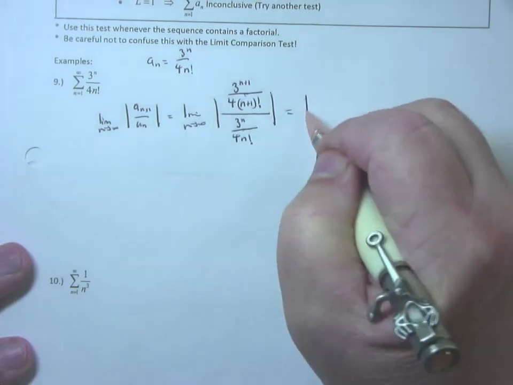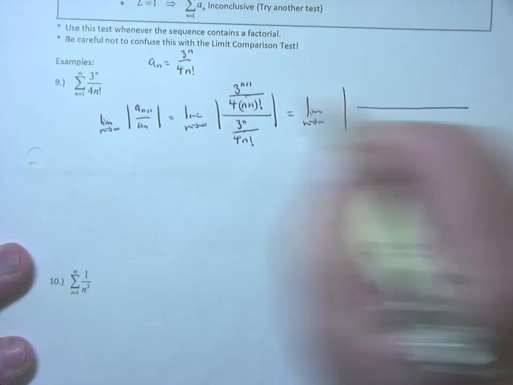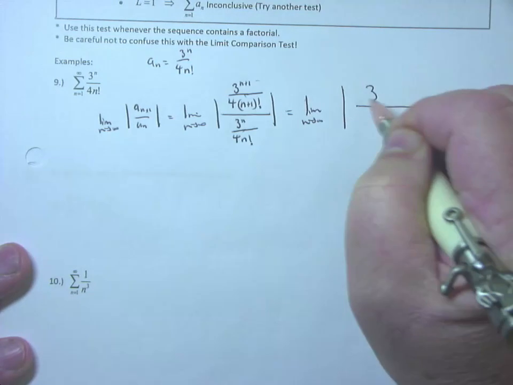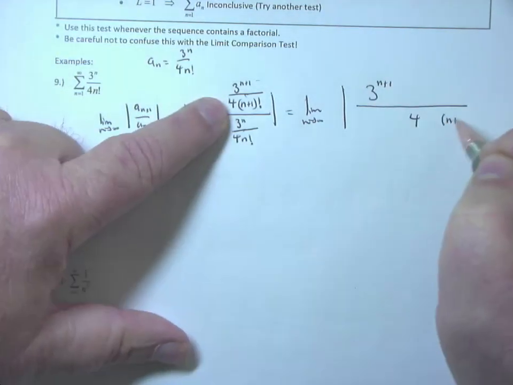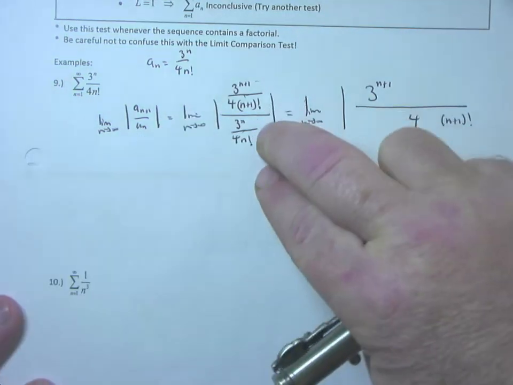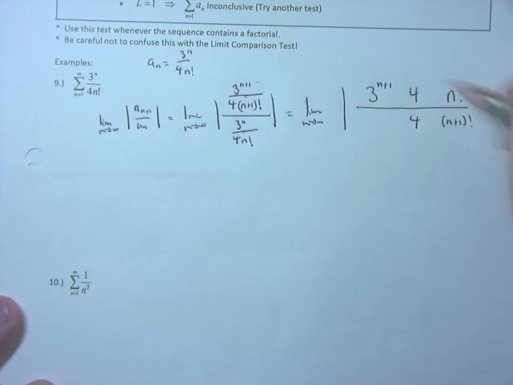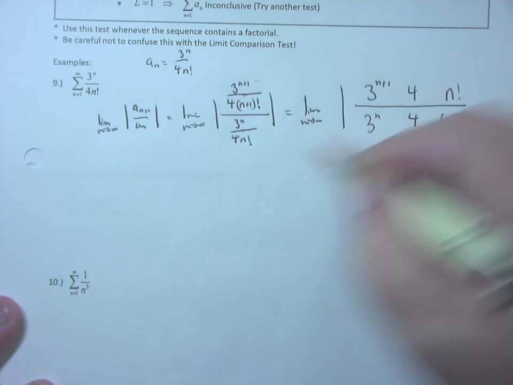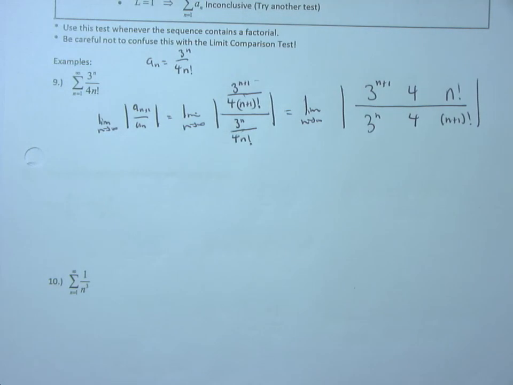So this will be equal to the limit as n approaches infinity of the absolute value of, your fraction is really the numerator. It's 3 to the n plus 1 divided by 4 times (n plus 1) factorial. All that's in the denominator. So when I take the fraction in the denominator and flip it up, the 4 shows up on top, the n factorial shows up on top, and the 3 to the n shows up on bottom. And I went ahead and grouped together like terms because it saves me lots of algebra time. Because the goal of the ratio test is that somebody's going to cancel.